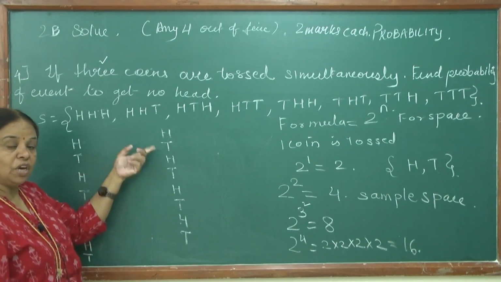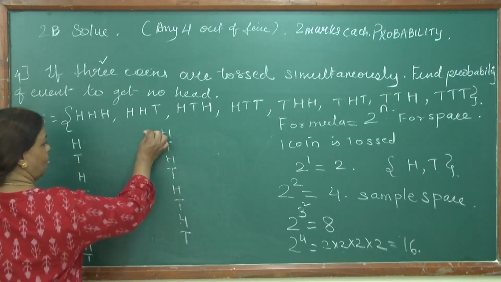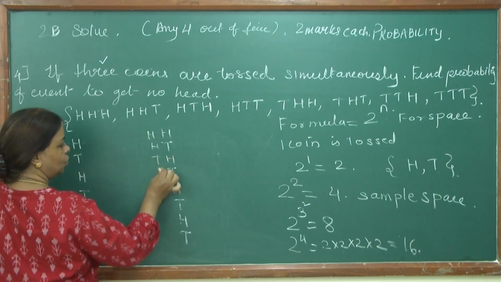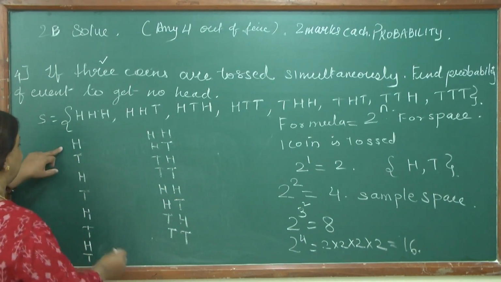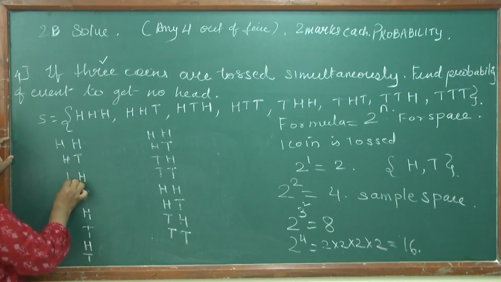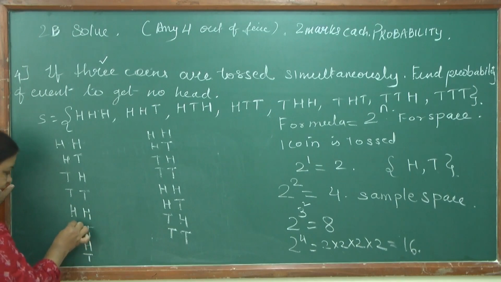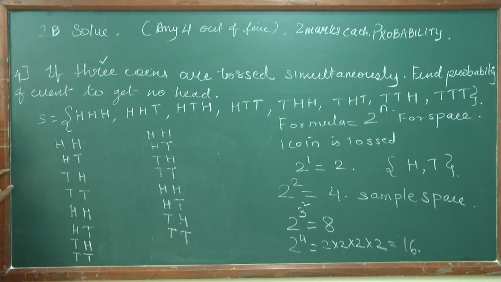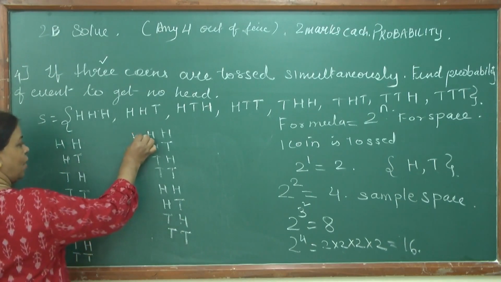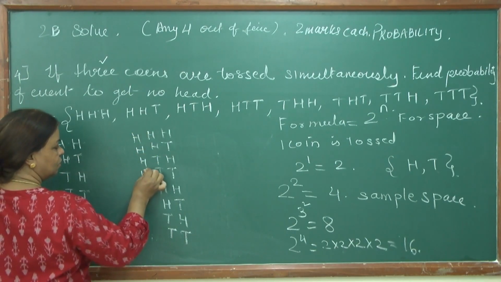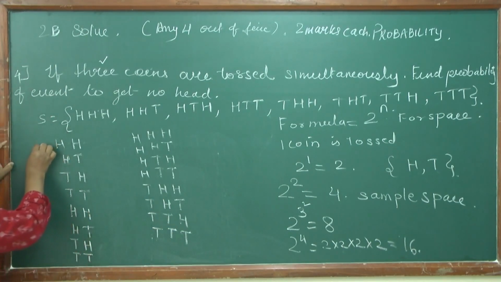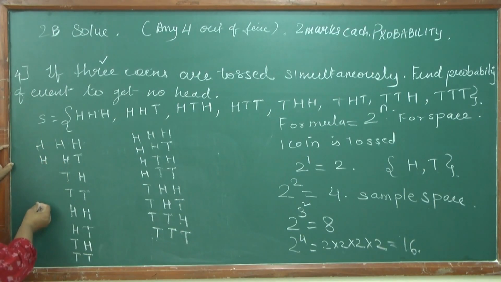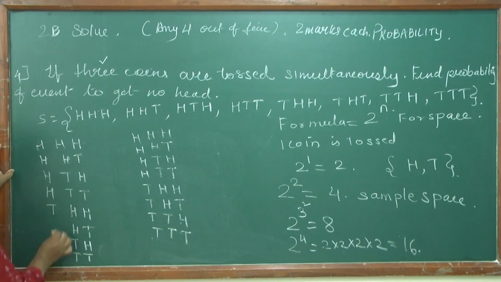So 1 2s are 2. Now what will come? 2 head 2 tail, 2 head 2 tail, 2 head 2 tail, 2 head 2 tail. Okay. Now 2 2s are 4. 4 head, 4 tail, 4 head and 4 time tail.